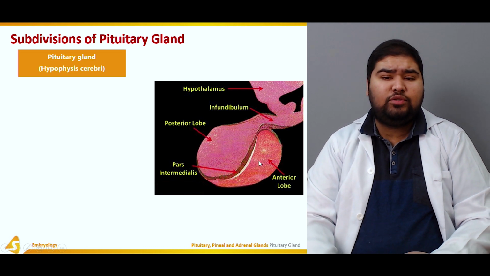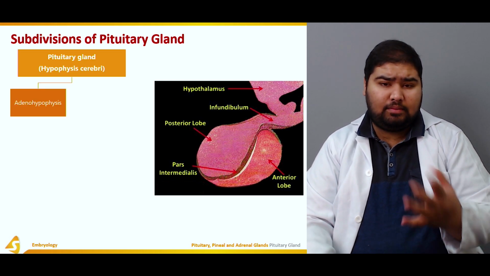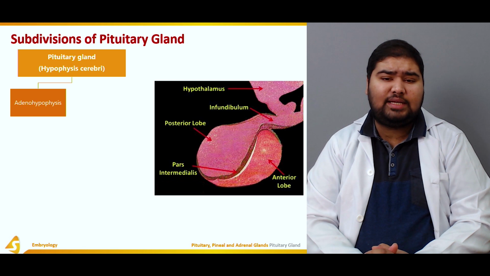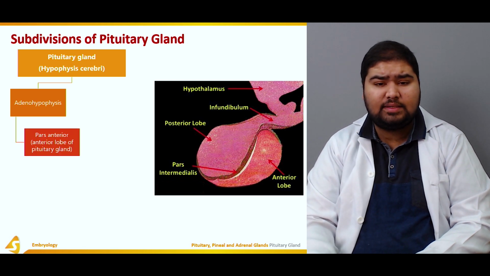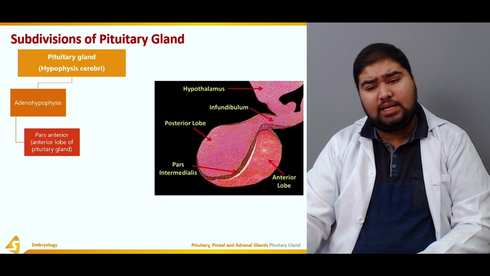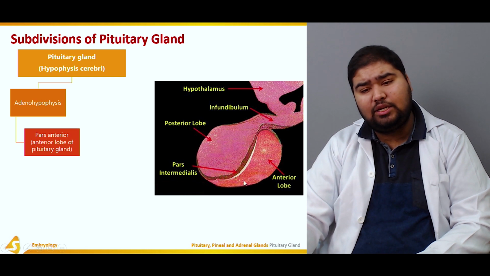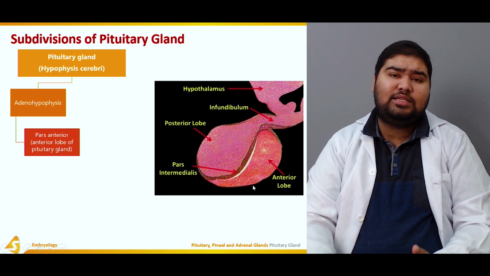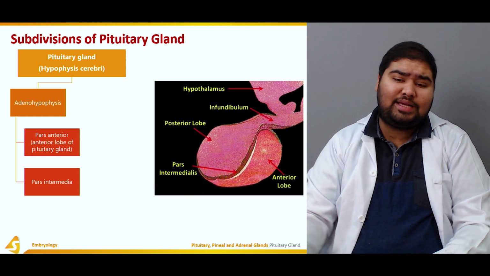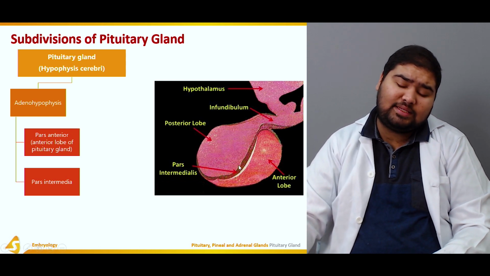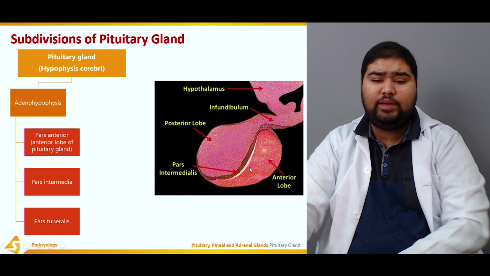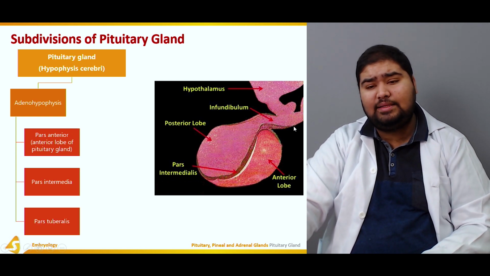So the pituitary gland or hypophysis cerebri, it has an adenohypophysis which has pars anterior. Here you can see this is the anterior lobe, also known as the anterior lobe of the pituitary gland. Then it has a pars intermedia, which is a separation between the anterior and the posterior lobe, and then there is pars tuberalis in this region.